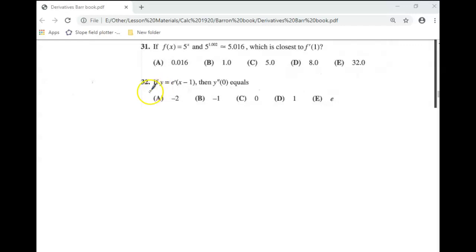So in this problem, it says if y equals e to the x power times x minus 1, then y double prime equals what? All right, so we want to find the second derivative, and after we do that, we want to plug in 0.